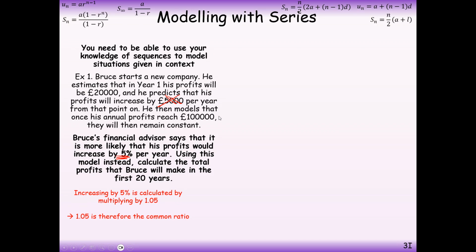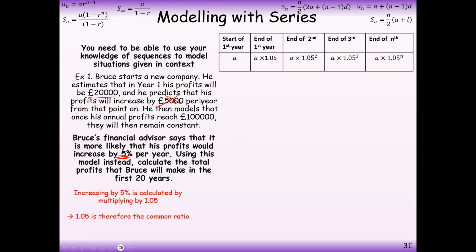Alright, so we're going to take 20,000 to be the first year's profit, and then actually we're going to find out the profits for the end of the year. So this part of the model is the difference that you need to understand carefully. You start with a value at the beginning of the year, and you count your profit at the end of the year. So by the end of first year, we would have already multiplied by the common ratio once.